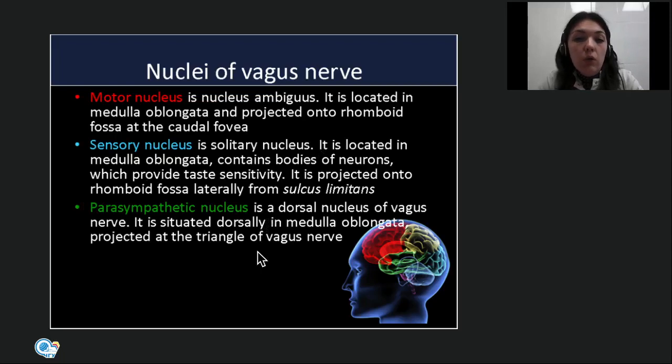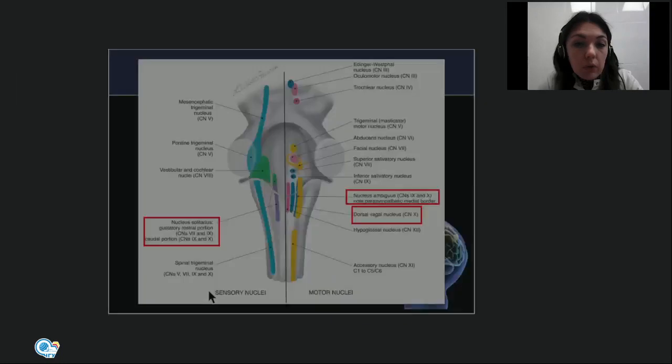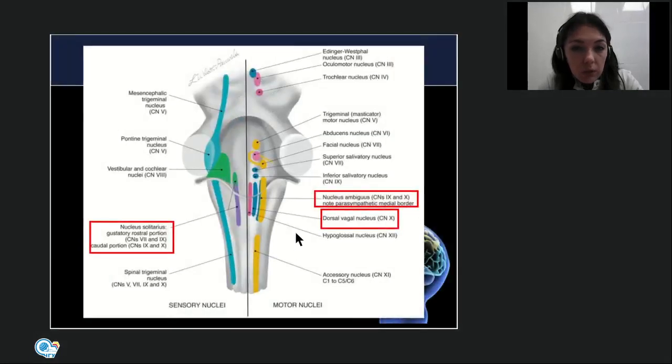It is situated dorsally in the medulla oblongata, and it is projected as the triangle of the vagus nerve. Here we can see it. Yes, the dorsal nucleus of the vagus nerve. Okay, that is certainly laterally from the hypoglossal trigone, if you remember.